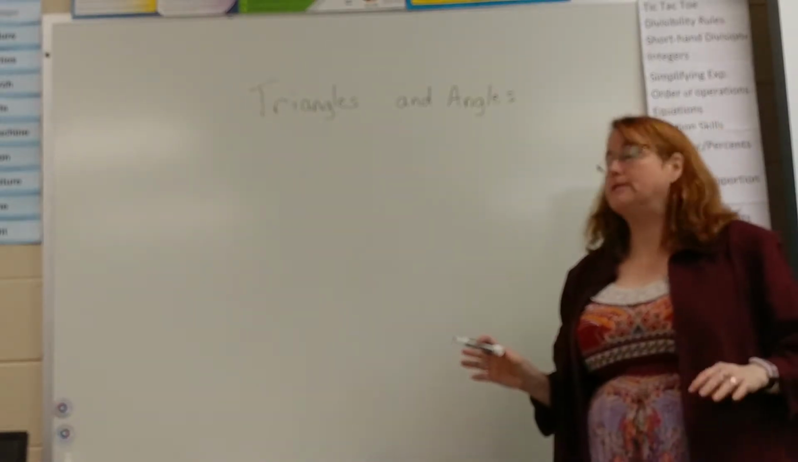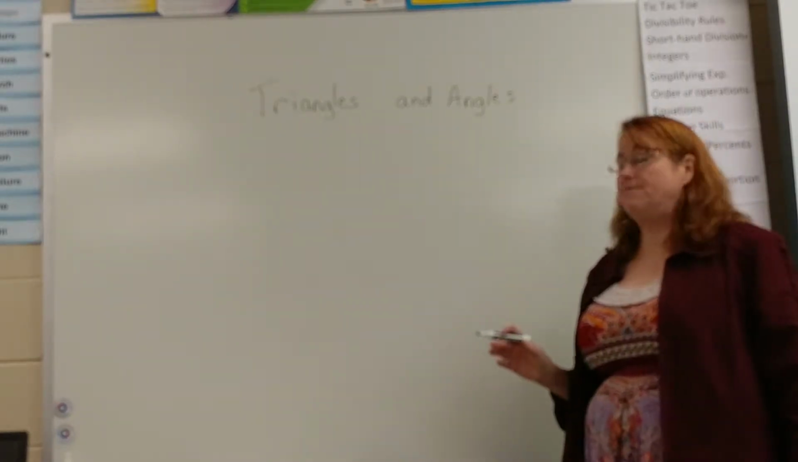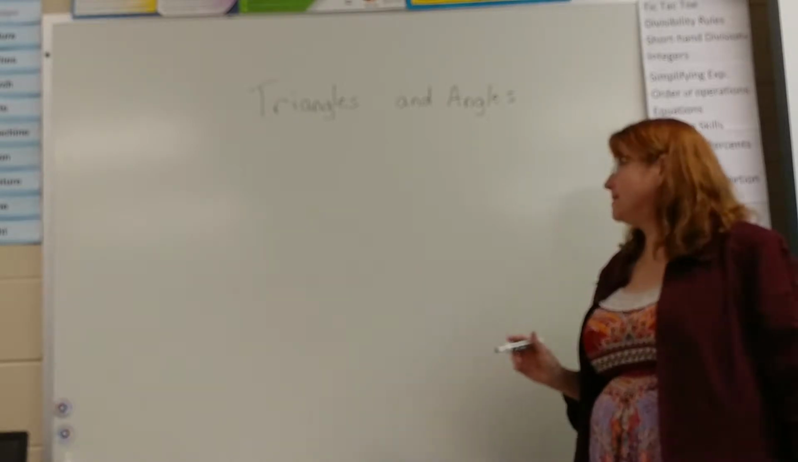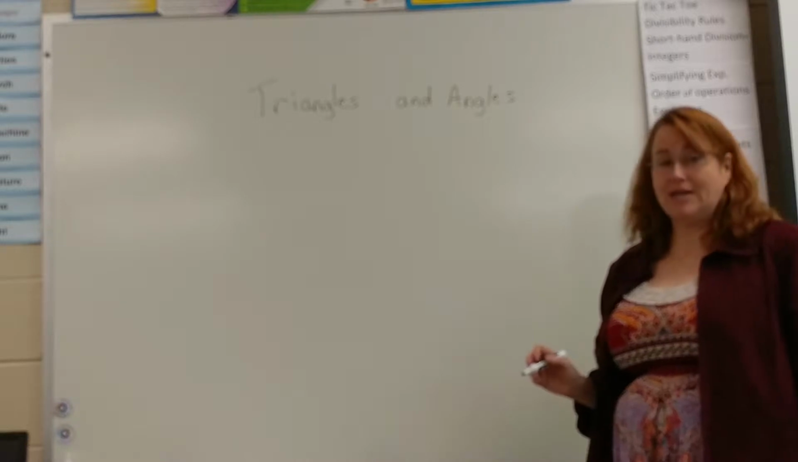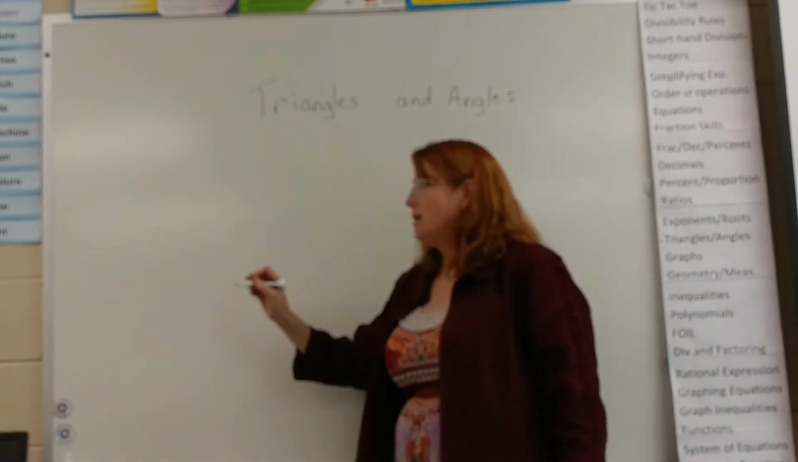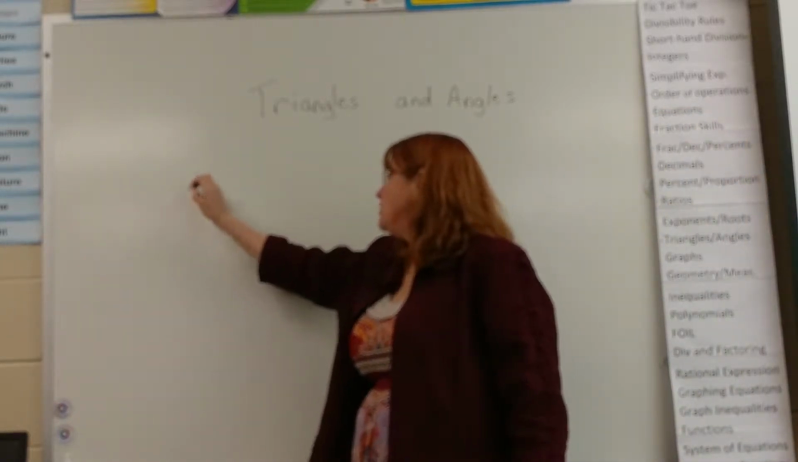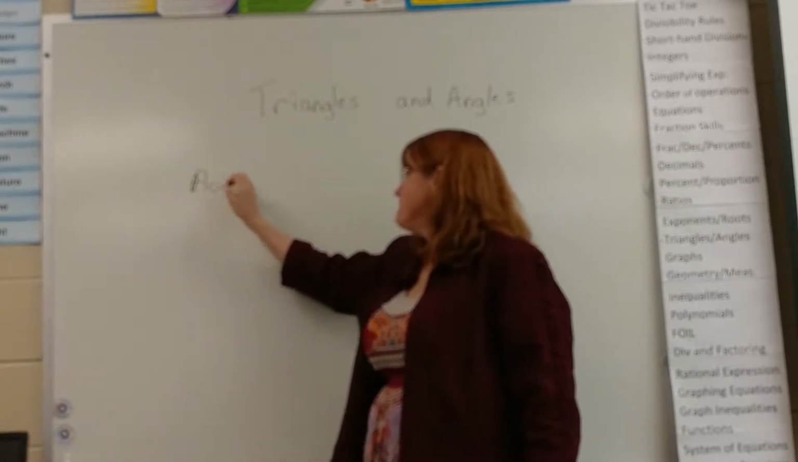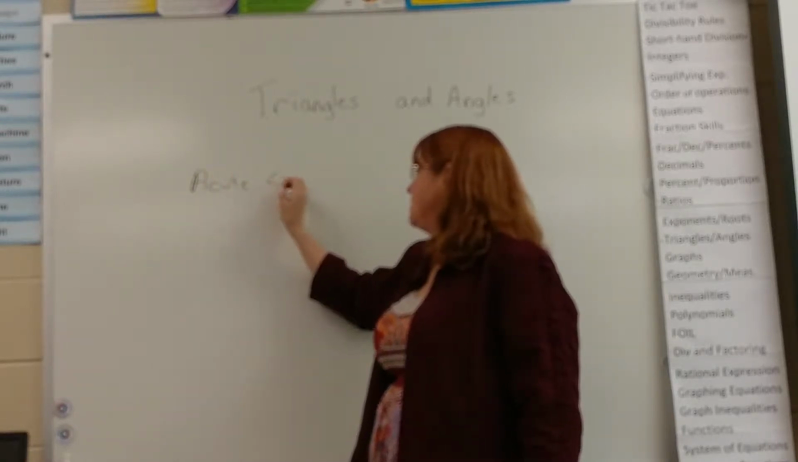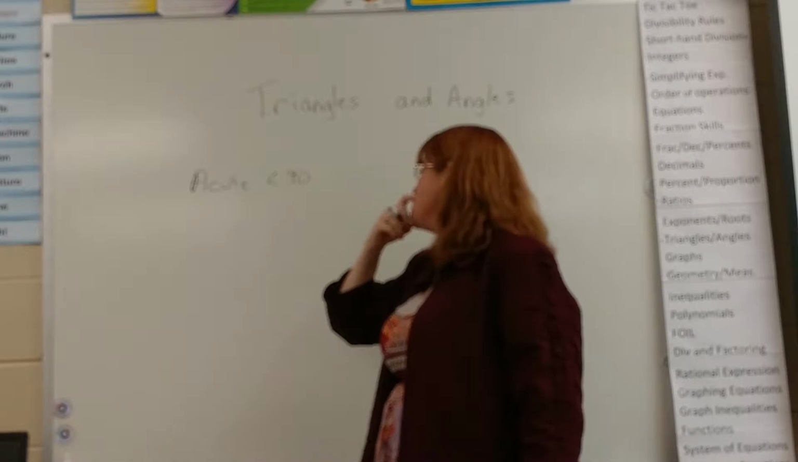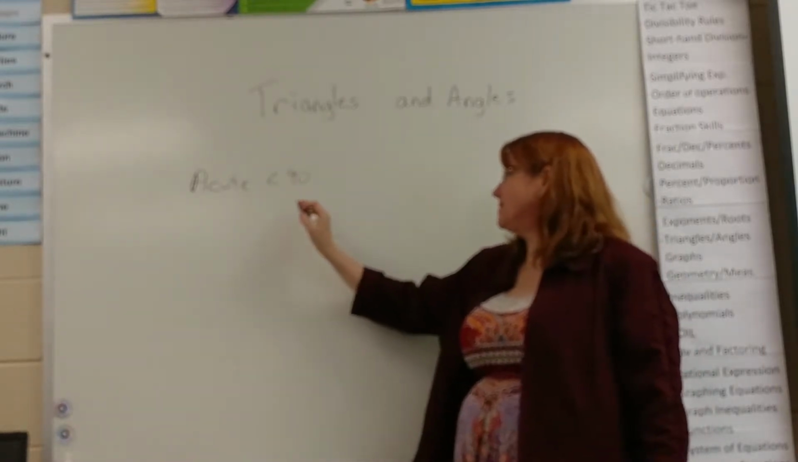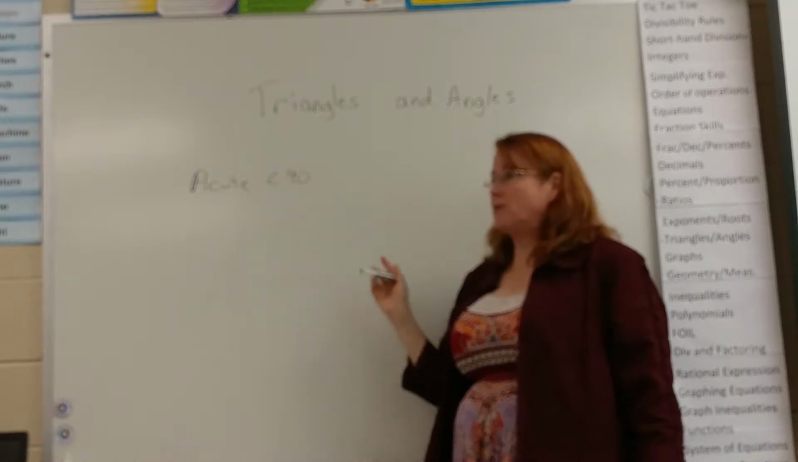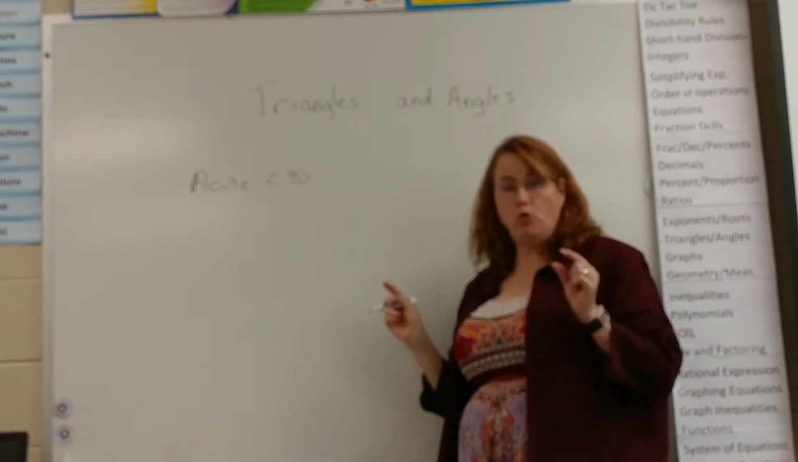Triangles and angles are part of the geometry portion of this test. A lot of it's vocabulary. We have different types of triangles. You have an acute angle, which is less than 90 degrees. And I always remember this by saying it's so cute.